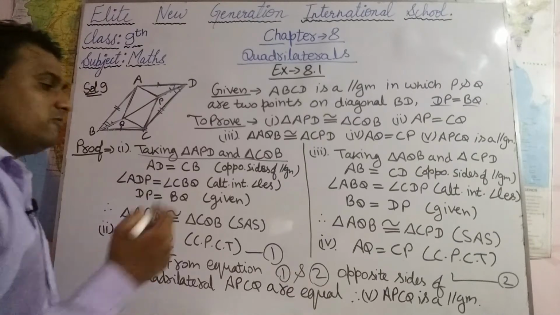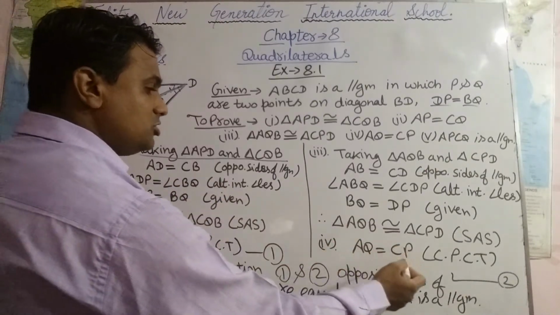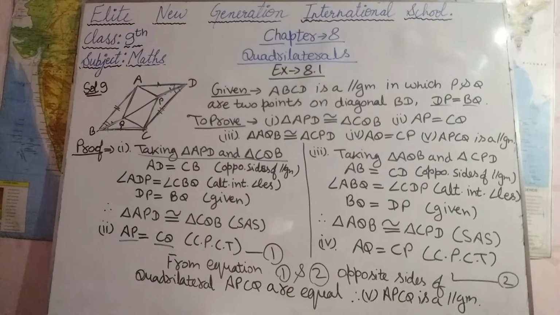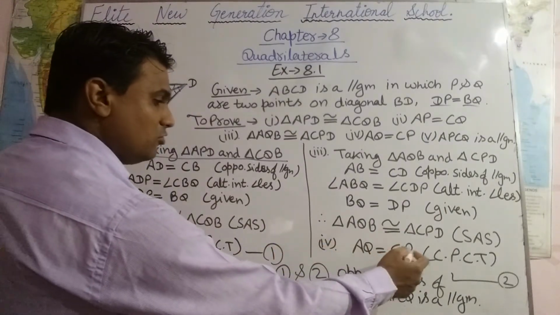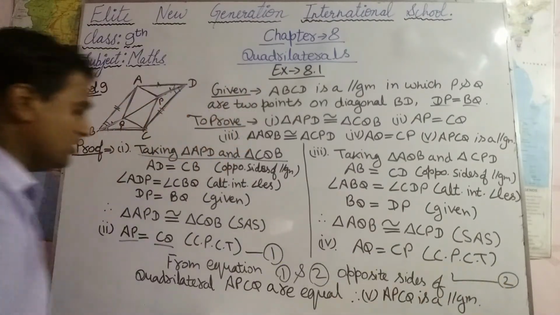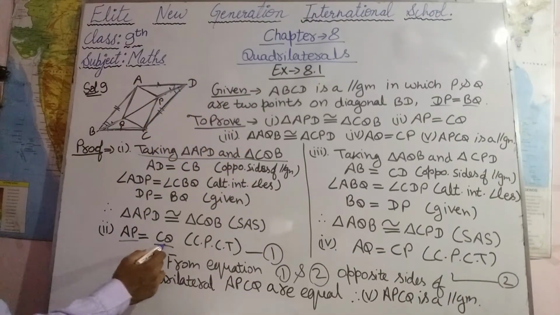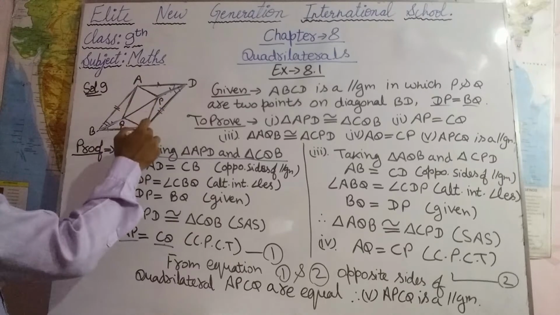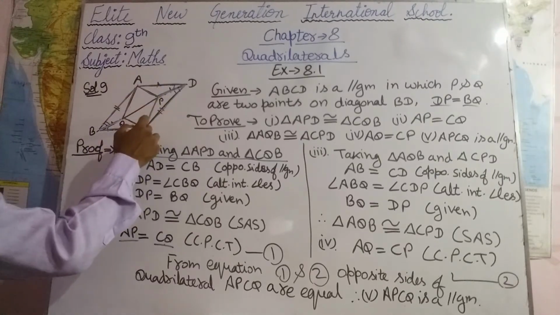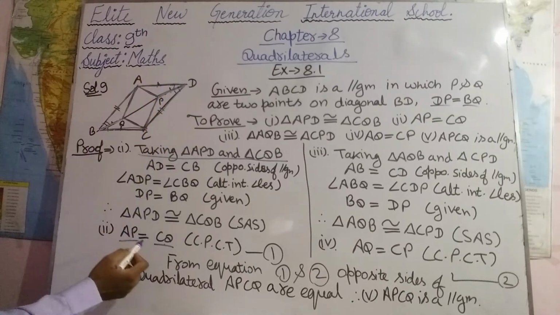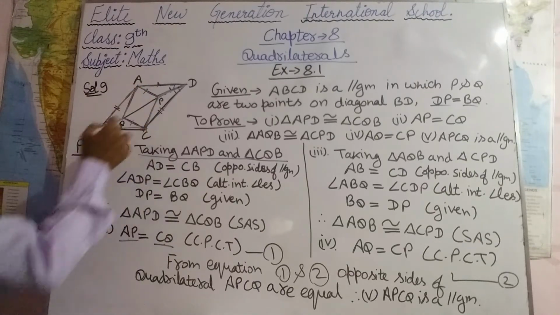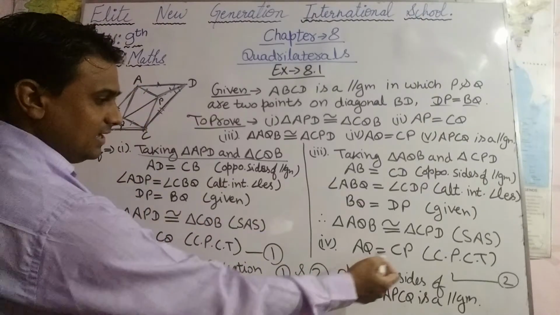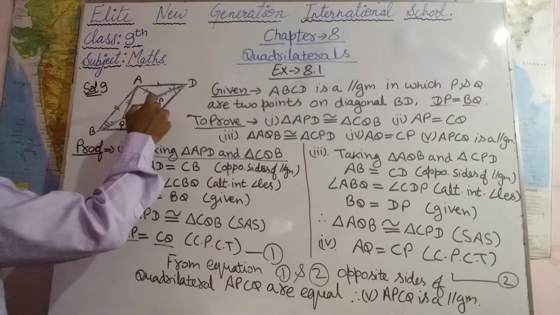Now after this, the fourth part, AQ equals CP by CPCT. So corresponding parts of congruent triangles will be equal, so AQ will be equal to CP. We can say this is equation number 1, and here AP equals CQ, this is equation number 2. Equations 1 and 2 are in quadrilateral APCQ, where AP equals CQ and AQ equals CP.